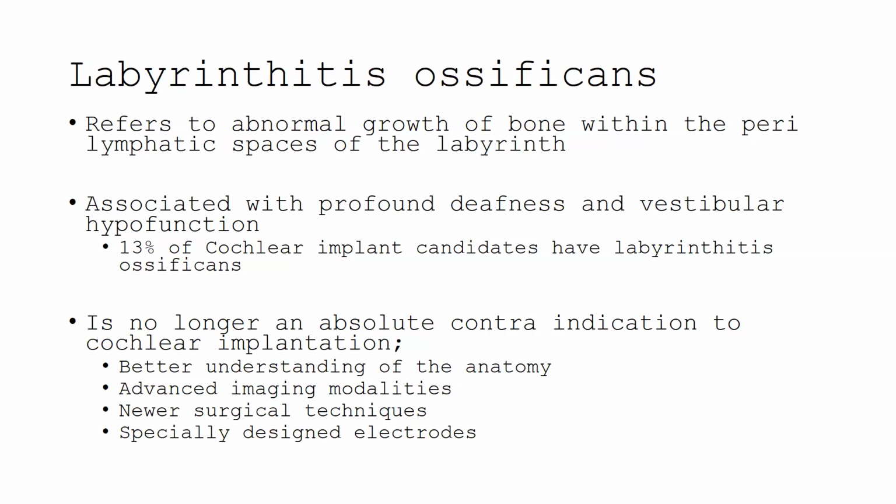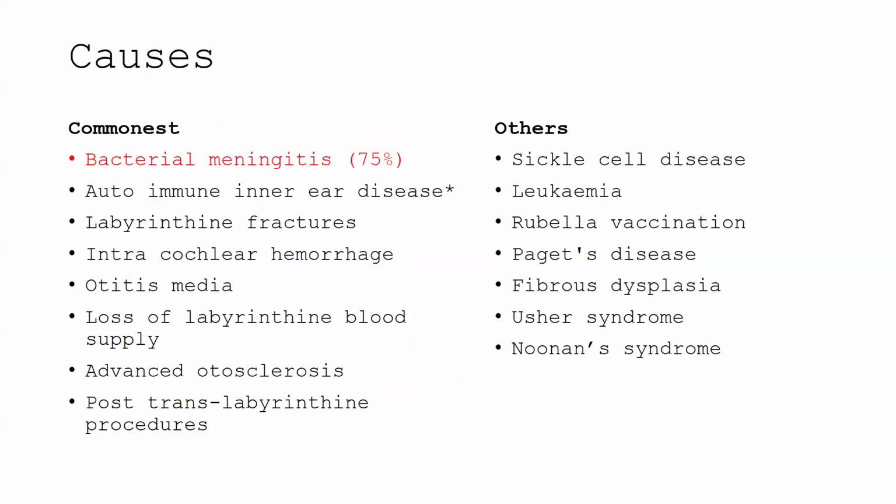While this was an absolute contraindication to cochlear implantation before, it's no longer an absolute contraindication. This is because we now understand the anatomy of the cochlea better with newer advanced imaging modalities and newer surgical techniques, plus specially designed electrodes. In some patients, you're actually able to proceed with cochlear implantation with acceptable results.